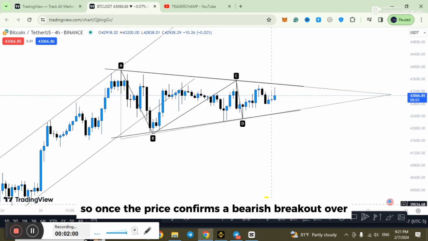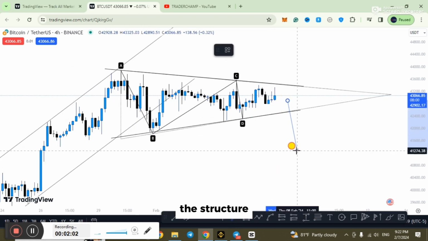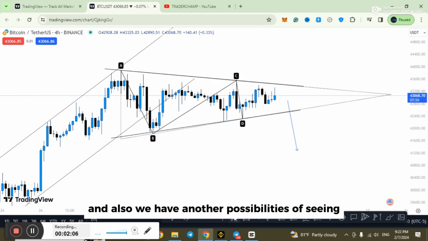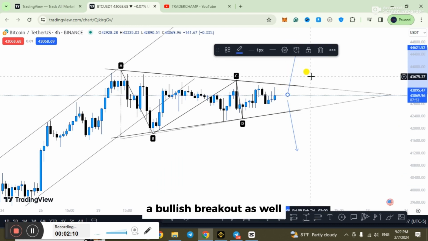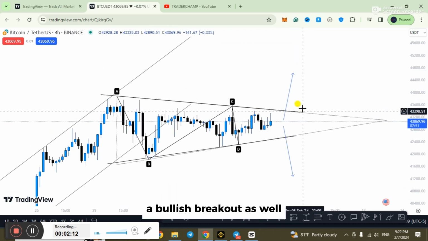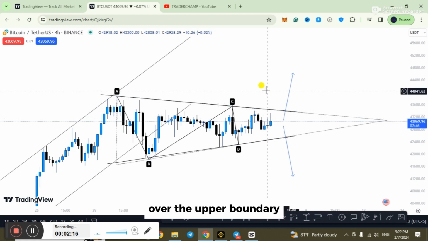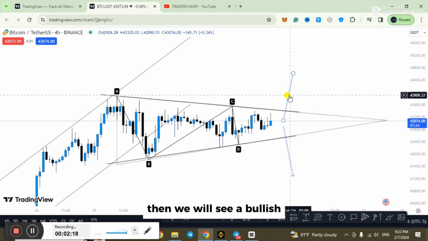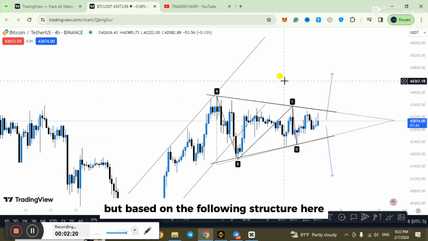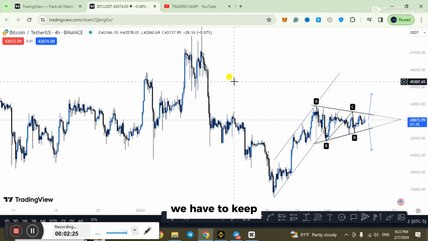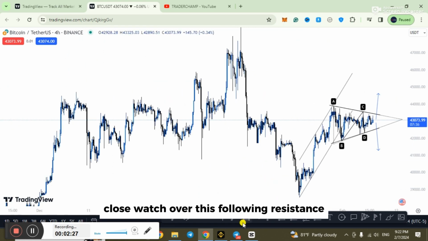Once the price confirms a bearish breakout over this structure, we have a chance of seeing a downward shift, and we also have the possibility of a bullish breakout as well. If we see a bullish breakout over the upper boundary, then we will see bullish momentum to the upside.